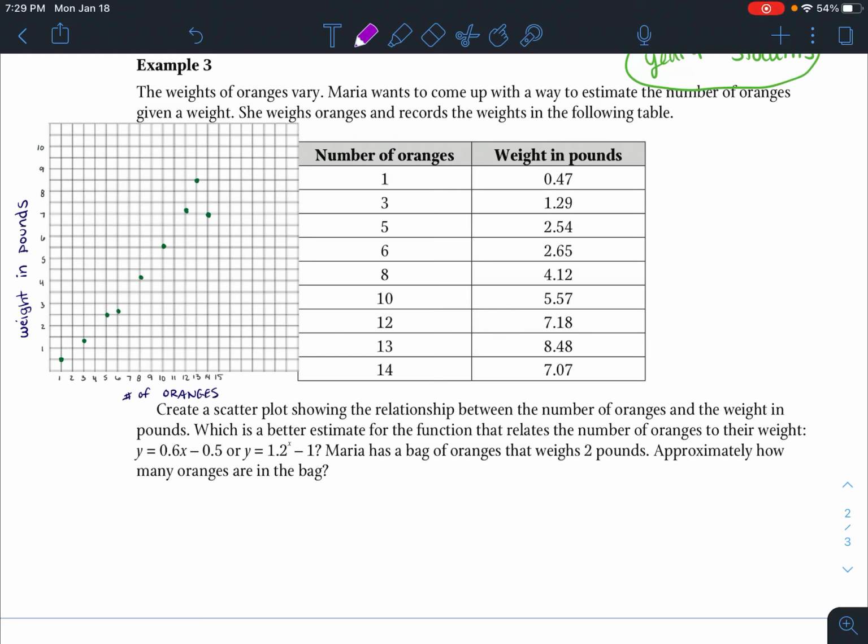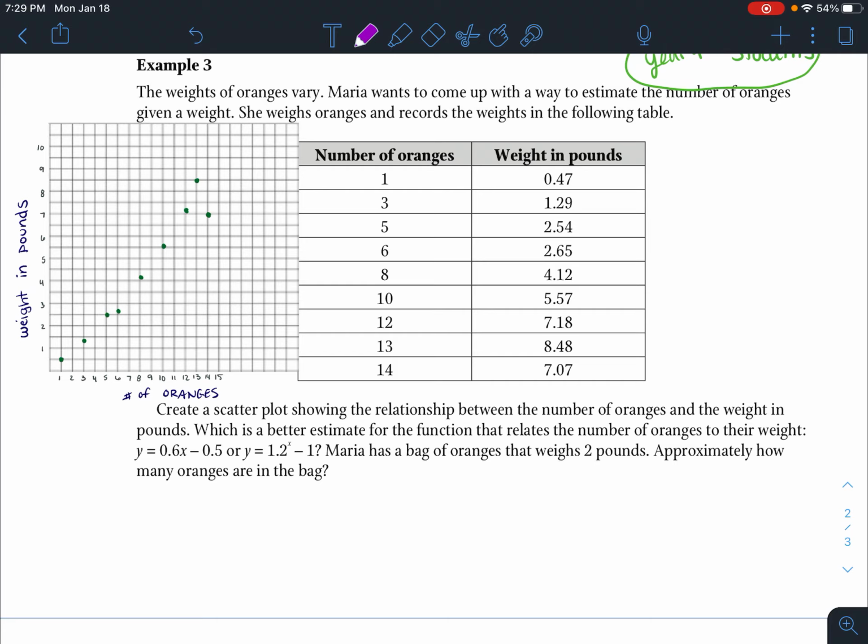In example 3, we're now trying to determine whether a linear or exponential equation is the line of best fit. For example 3, the weight of oranges varies. Maria wants to come up with a way to estimate the number of oranges given a particular weight. She weighs the oranges and records the weight in the following table. On the left column, we see the number of oranges. The right column, we see the weight in pounds.